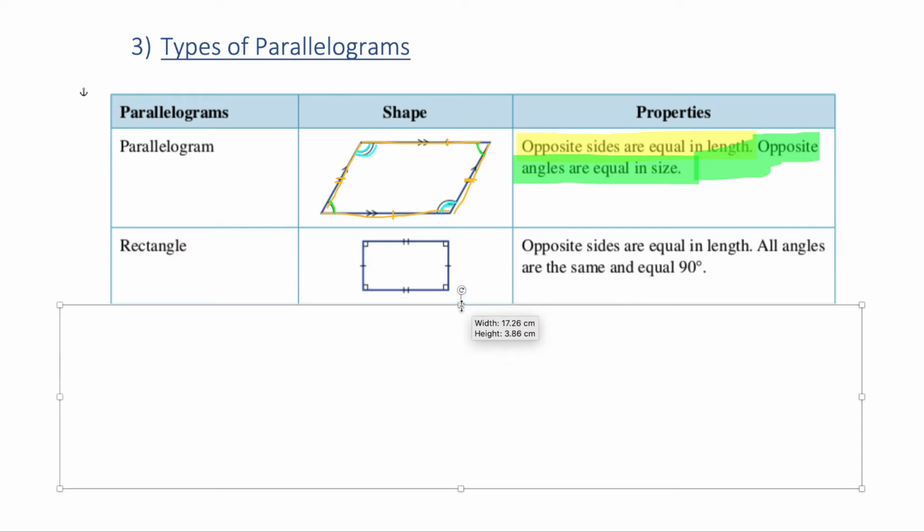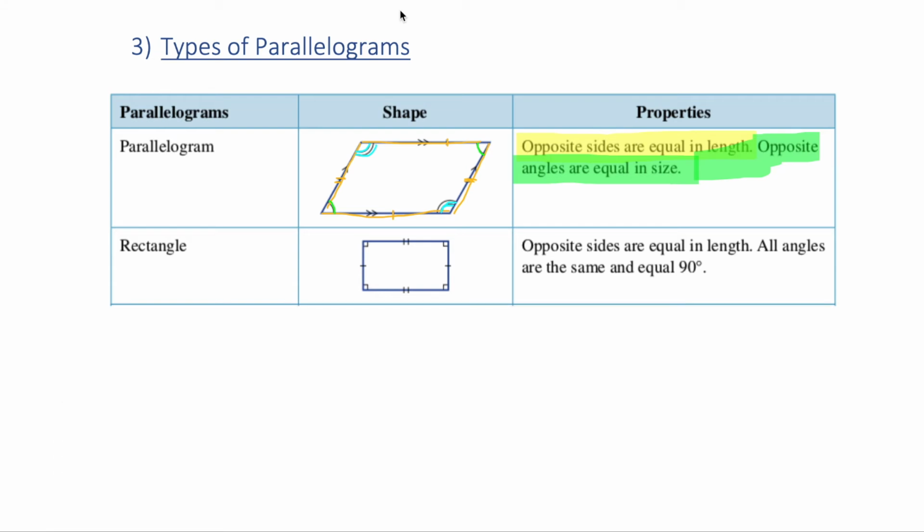Let's look at rectangles. So rectangles, the opposite sides are equal in length, the same as with the parallelogram, but all angles are the same and equal to 90 degrees. Okay, so we can see here, I'm going to do first the angles. I have a square here and the same symbol here and here to show that these angles are 90 degrees.